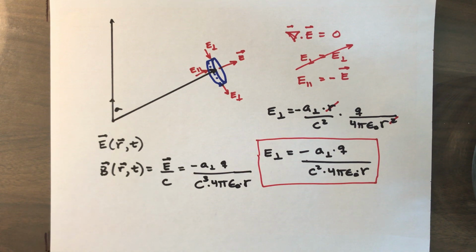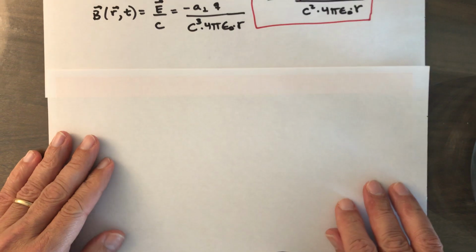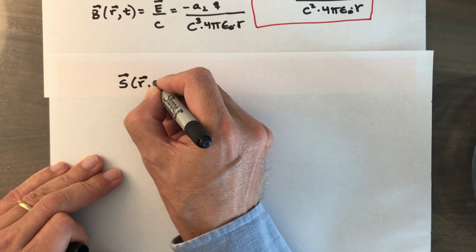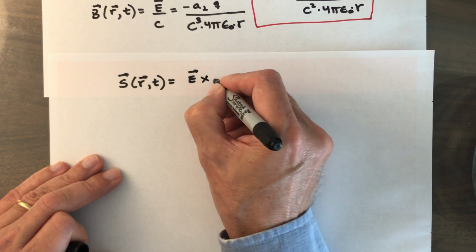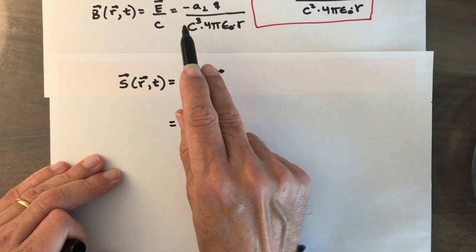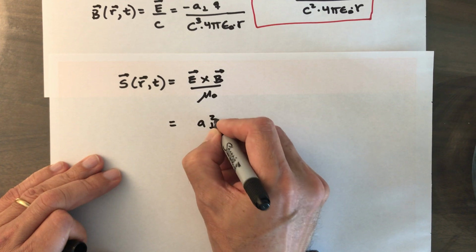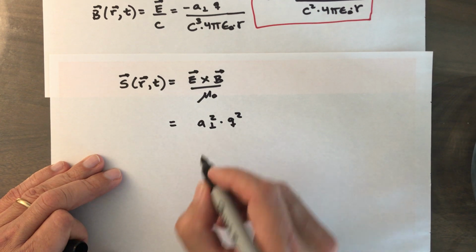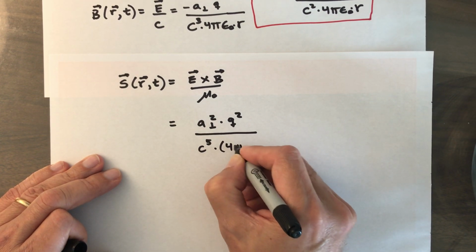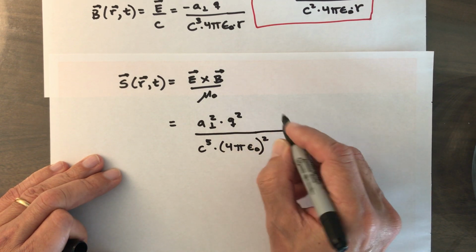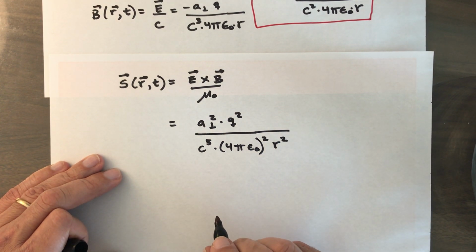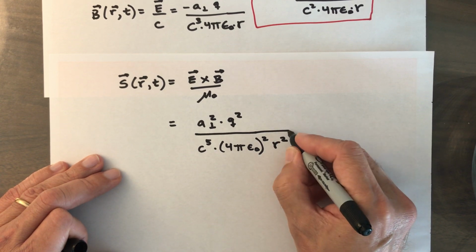Okay? Now, what we can do here is we can look at the Poynting vector. The Poynting vector, function of position r and time t, is by definition vector E cross vector B divided by mu 0. In this case, multiplying these two out, negative times negative is a positive, it becomes a perpendicular squared times q squared divided by c cubed times c squared, c to the 5th, times 4 pi epsilon naught squared times r squared. And we have a mu naught down below.